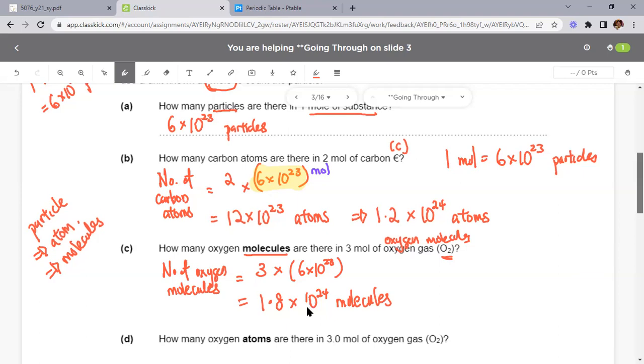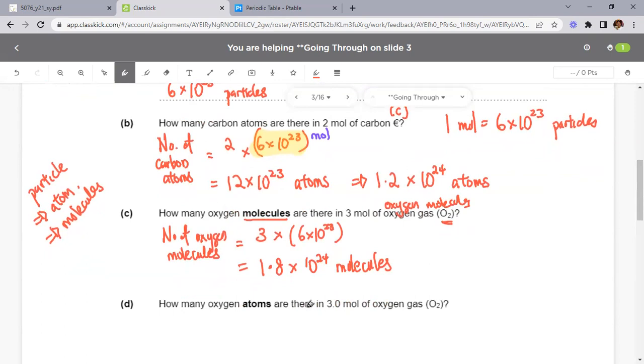So I know that there are 1.8 times 10 to the power 24 molecules of O2 in 3 moles of oxygen gas. I repeat again, listen carefully. There are 1.8 times 10 to the power 24 molecules of O2 in 3 moles of oxygen gas. This is the number of molecules of O2.